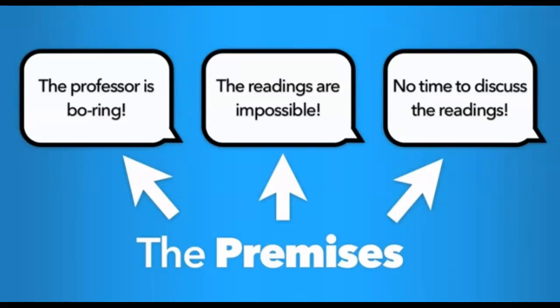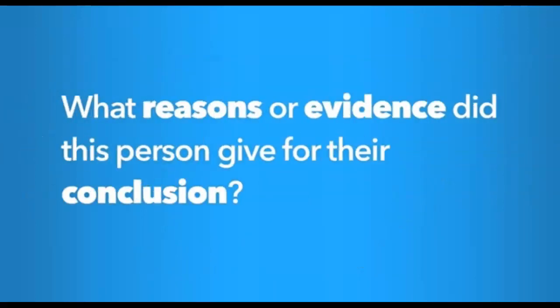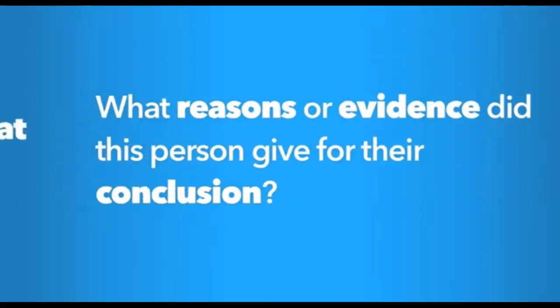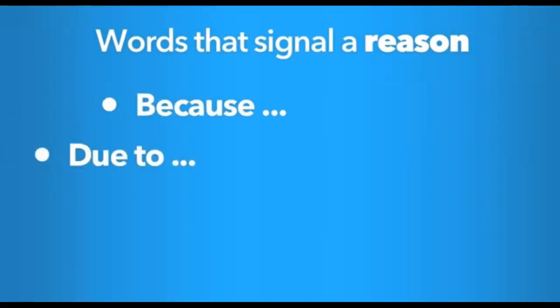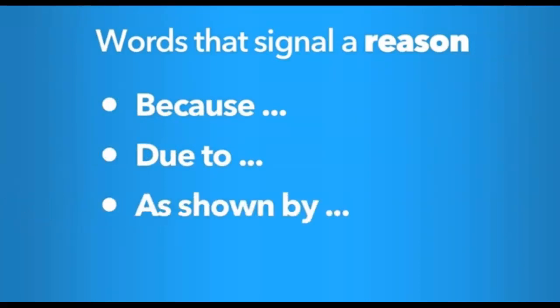In order to analyze an argument, one thing you must do is identify the premises. Ask yourself, what reasons or evidence did this person give for their conclusion? Or why does the author think that this is the answer? Sometimes, the person making the argument will make it easier on you by using keywords or phrases that indicate a reason. Because, due to, as shown by, given that, and so on. Be aware of such words, but don't rely on them. They won't always appear in an argument.